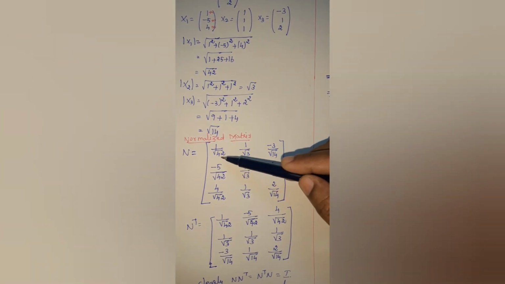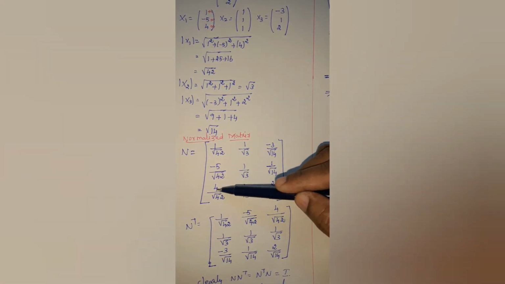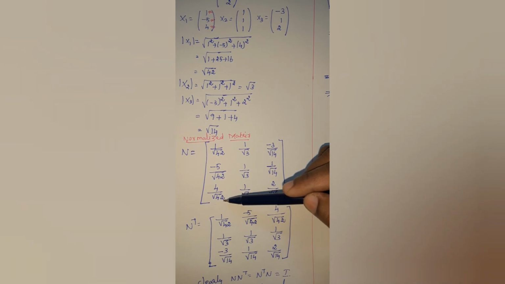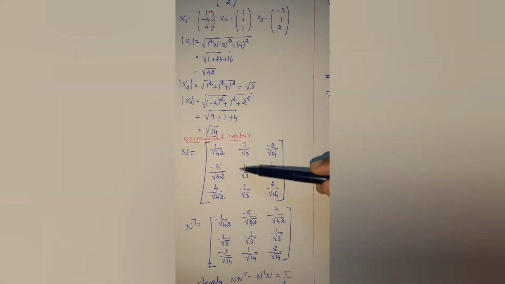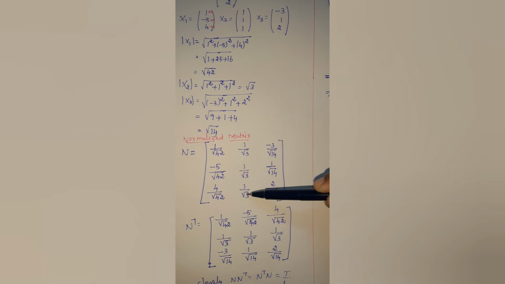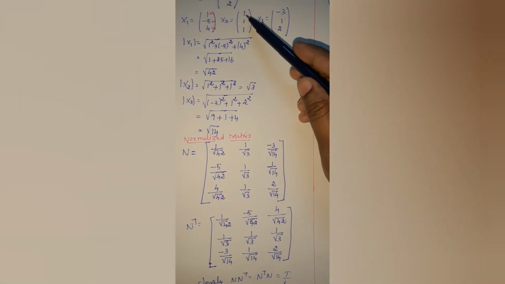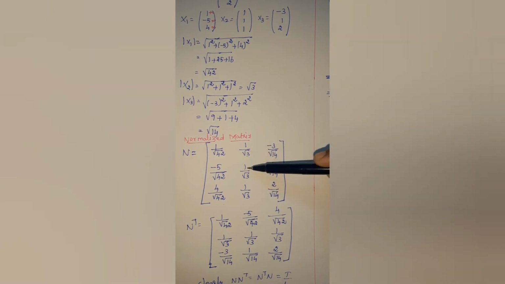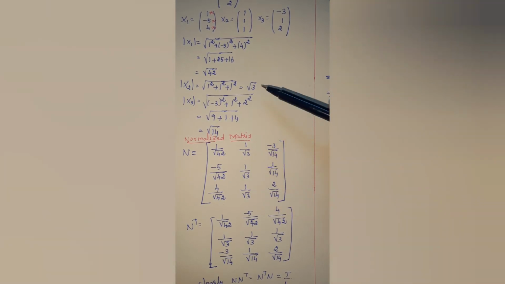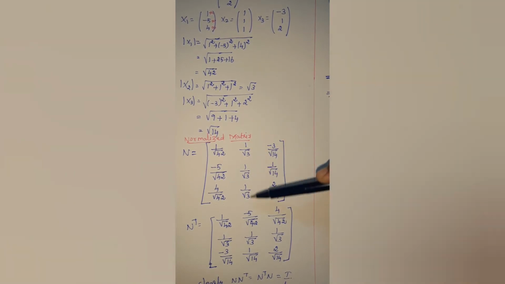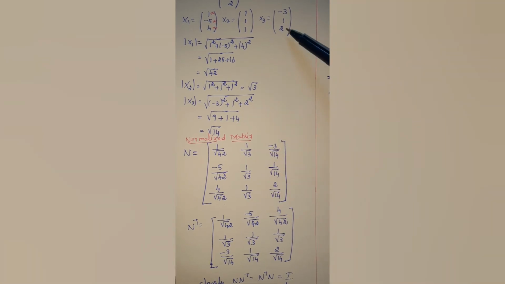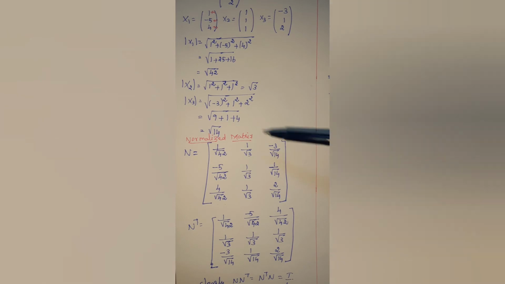So I write it here: 1 by root 42, minus 5 by root 42, 4 by root 42. And the same thing for the second column. The second column entry, your second characteristic vector, is 1 1 1. Now see, the numerator is 1 1 1. You divide by the modulus, which gives root 3, root 3, root 3. The same thing for the third column. The third column entry is minus 3 1 2. You divide by root 14.